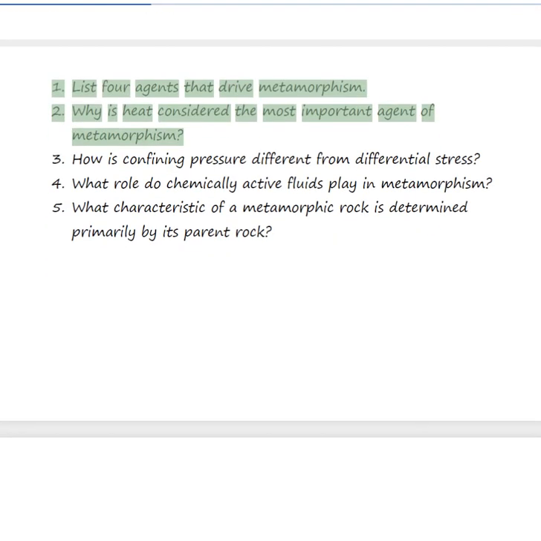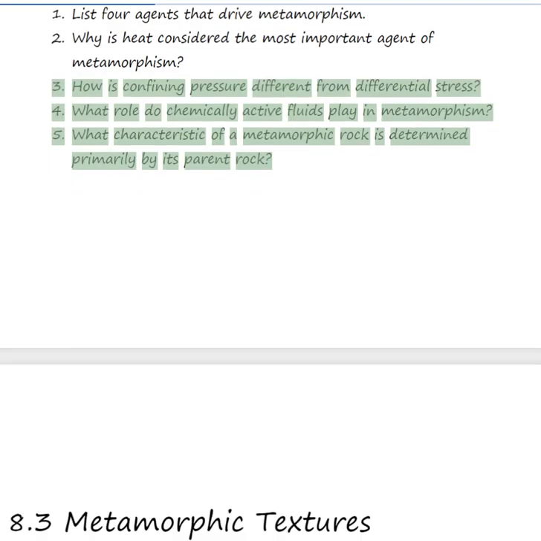Concept checks 8.2. 1. List 4 agents that drive metamorphism. 2. Why is heat considered the most important agent of metamorphism? 3. How is confining pressure different from differential stress? 4. What role do chemically active fluids play in metamorphism? 5. What characteristic of a metamorphic rock is determined primarily by its parent rock?